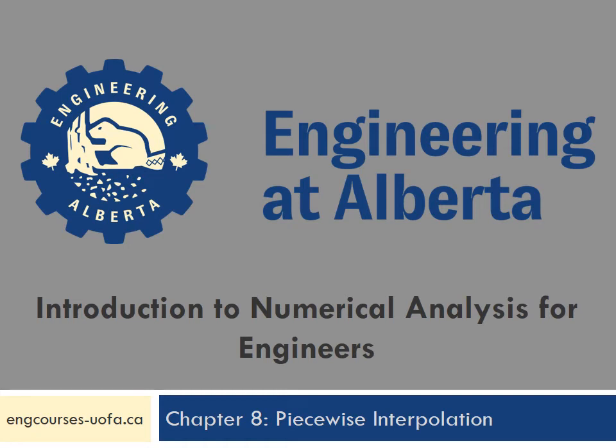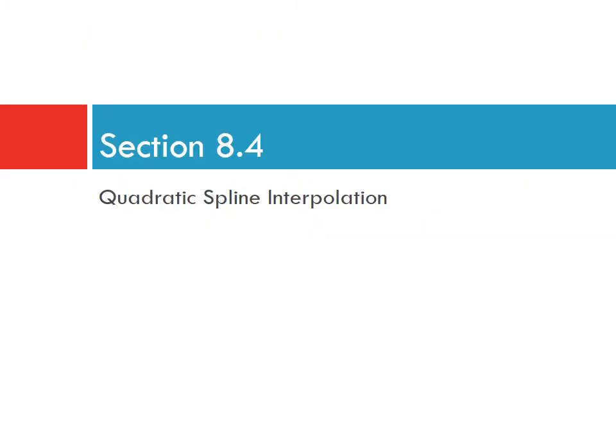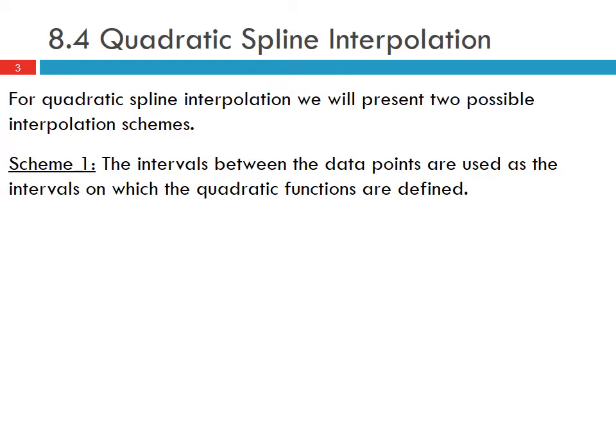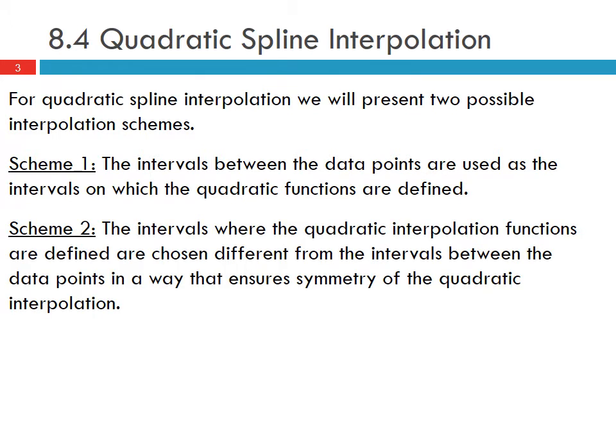In this video, we're going to discuss quadratic spline interpolation. For quadratic spline interpolation, we will present two possible interpolation schemes. In scheme 1, the intervals between the data points are used as the intervals on which the quadratic functions are defined. In scheme 2, the intervals where the quadratic interpolation functions are defined are chosen different from the intervals between the data points in a way that ensures symmetry of the quadratic interpolation.